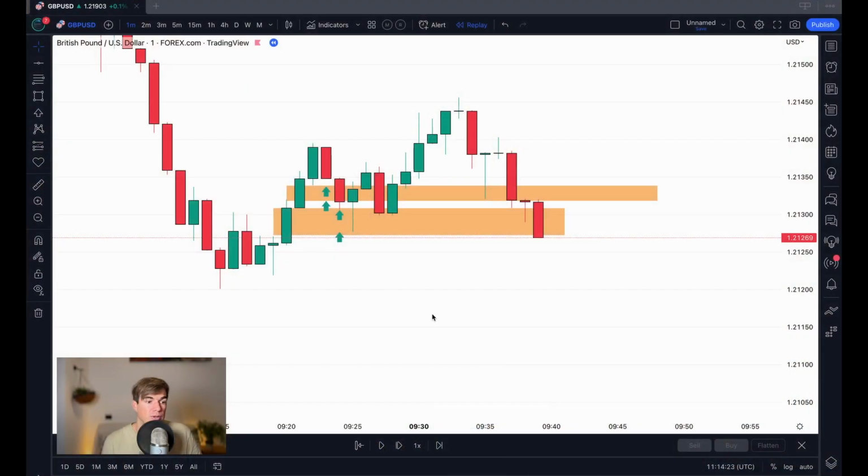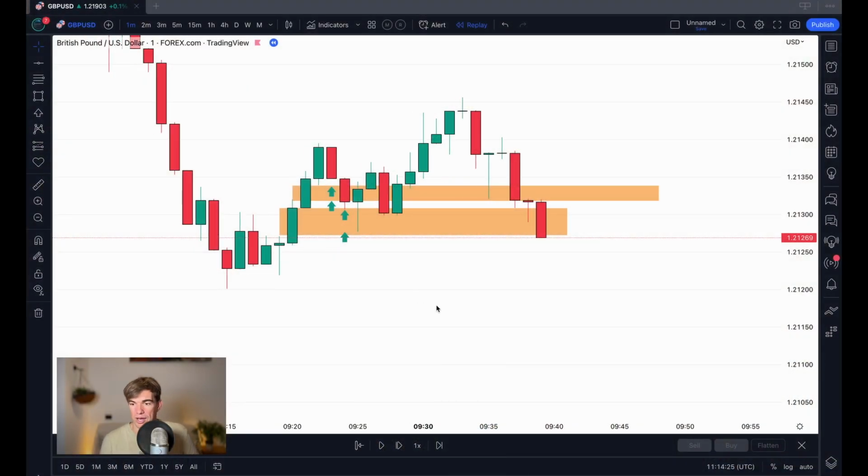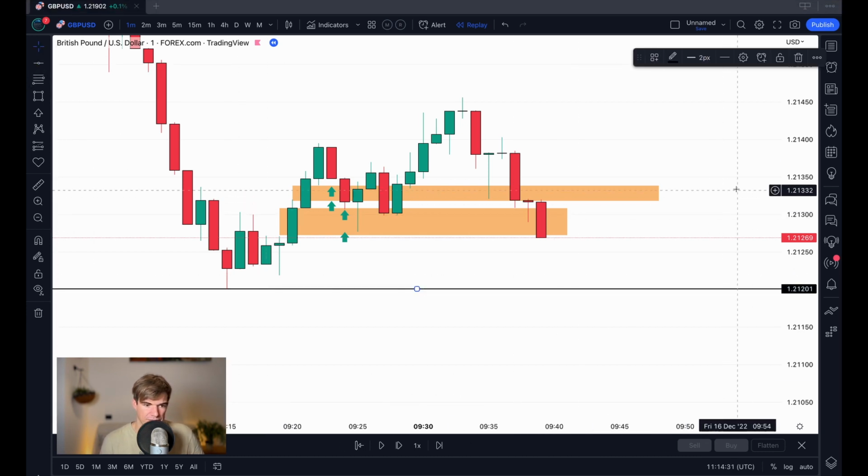So if you have an idea and your bias, stick with it, and the market will offer you a price to enter either long or short. So I had my stops below this area here.